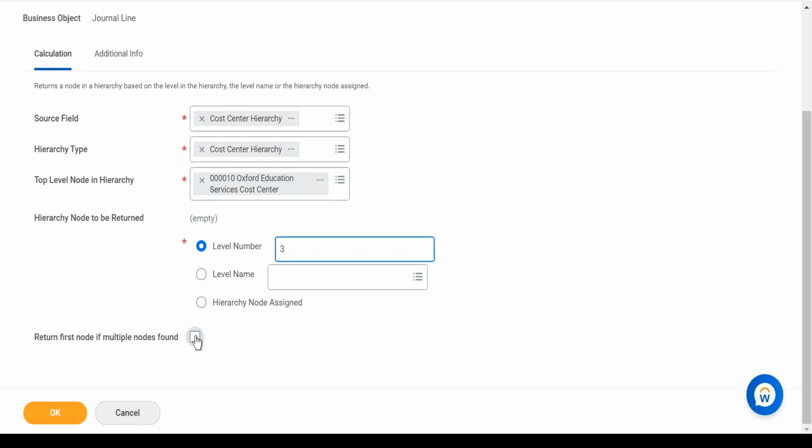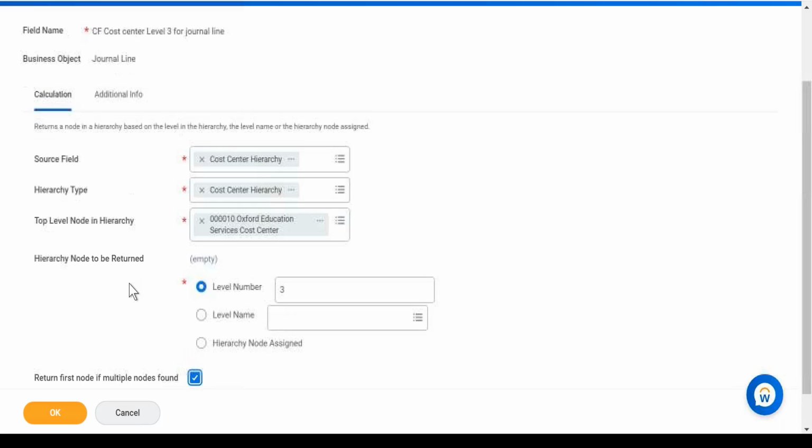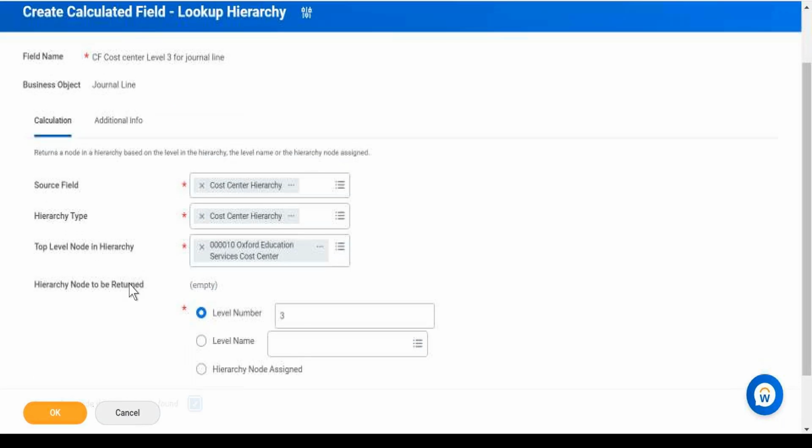Okay. I have usually not seen this happening. If that's how your tenant is configured, it's ideal you just put the cost center hierarchy name as the top level node. If you are looking for level 3 of the cost center hierarchy under ABC or something of that sort, you should put that name over here as the top level node. Any questions on this particular function?